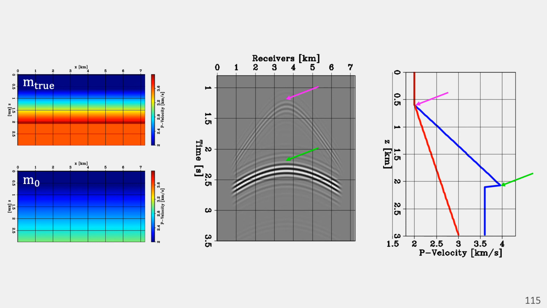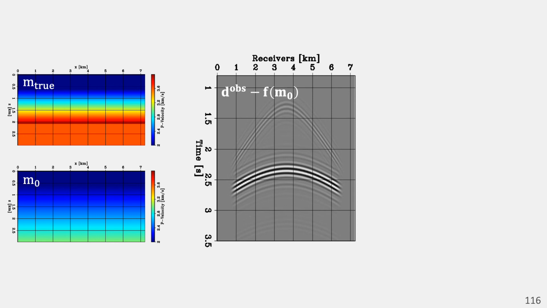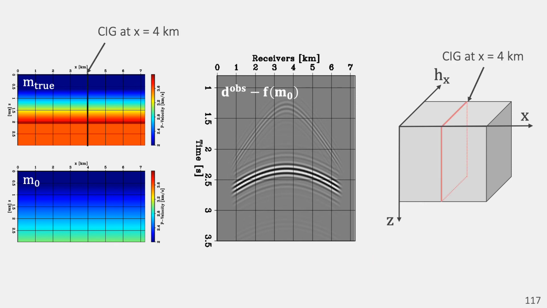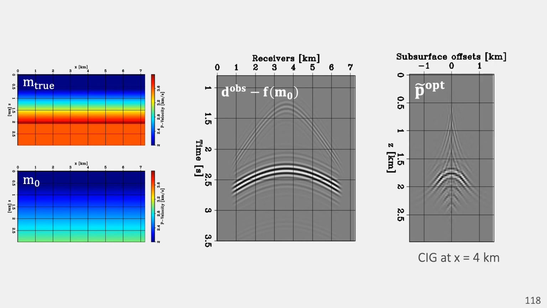And now we use the variable projection step and we can compute the initial p tilde opt. For this example, we're going to use horizontal subsurface offset. And we examine a common image gather at a horizontal position of x equals 4 km from this p tilde opt. On the right panel, we can see that the energy of the event coming from the deepest reflection dominates the common image gather. As expected, this event is not well focused and shows a frowning moveout, indicating that the value of the initial velocity is too low.